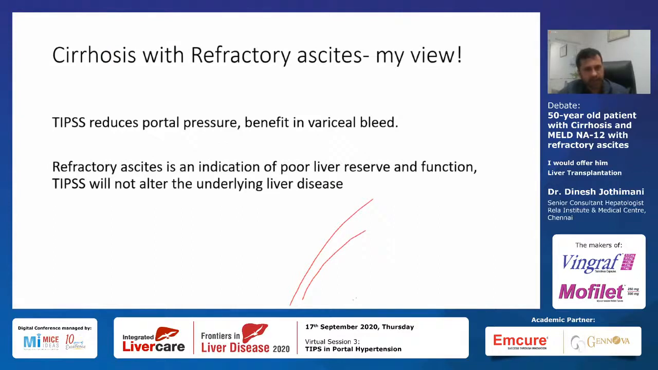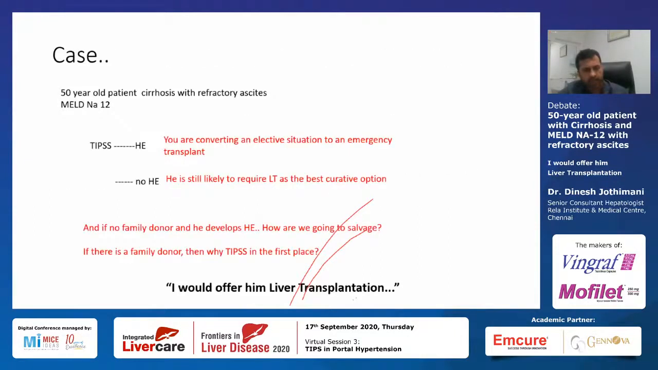So in my view, TIPS reduces portal pressure. So therefore it may benefit in variceal bleed. However, refractory ascites is an indication of poor liver disease, worsening liver disease, poor liver reserve and function. TIPS will not alter the underlying liver disease. TIPS is going to reduce your portal pressure and alter the hemodynamics.